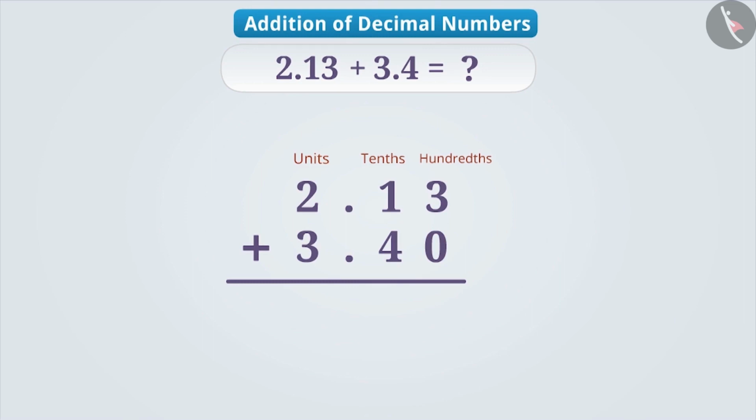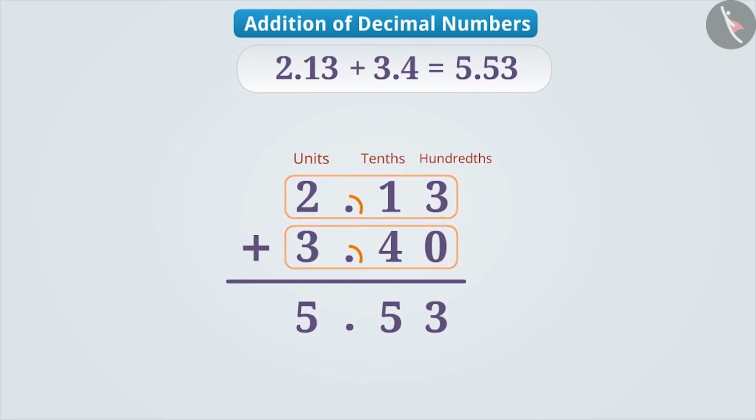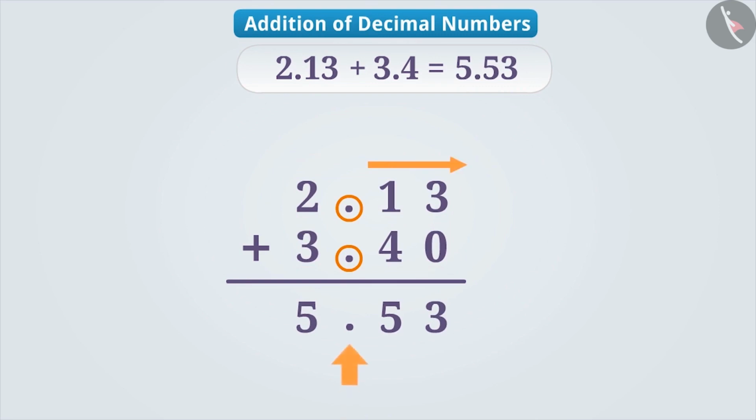We will add them the same way that we add whole numbers. Here the sum of 3 and 0 is 3, the sum of 1 and 4 is 5, the sum of 2 and 3 is 5. Therefore, the sum of 2.13 and 3.4 is 5.53. Remember that the numbers to be added have two digits on the right side of the decimal point. As a result, the final answer has the decimal point before two digits from the right side. That means decimal point in the final answer comes below the decimal point of numbers that we are adding.